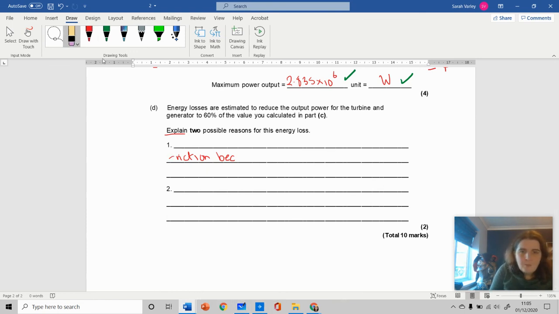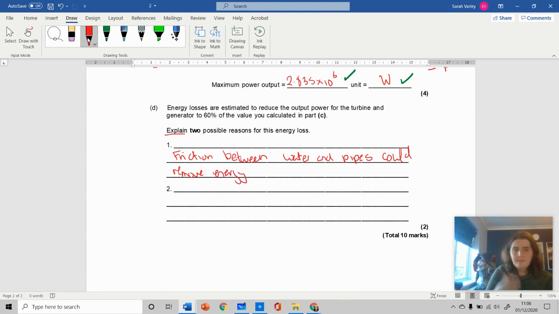start again. When you see the word explain, you should say in your head, okay, I'm losing energy because of friction between the water and, of course, the pipes. And pipes could remove energy. That's the first one. So in my head, I'm saying I am losing energy because there is friction between, and this is what I'm writing, there is friction between water and the pipes that could remove energy.